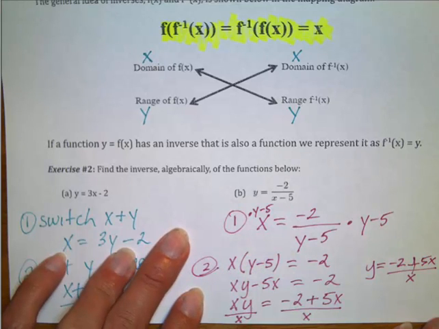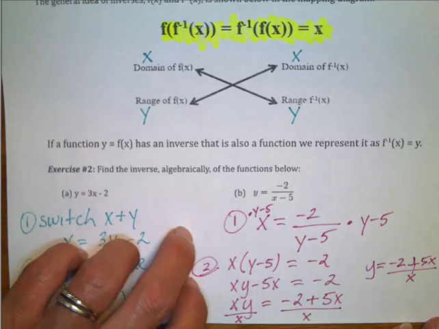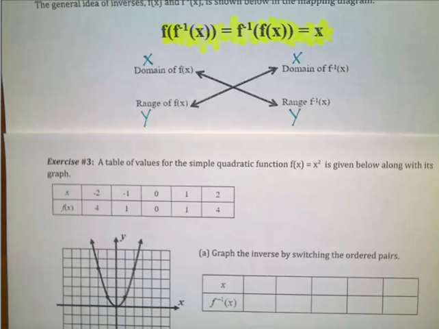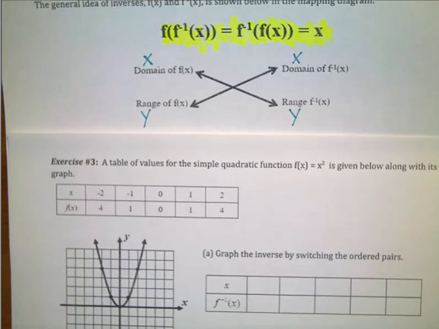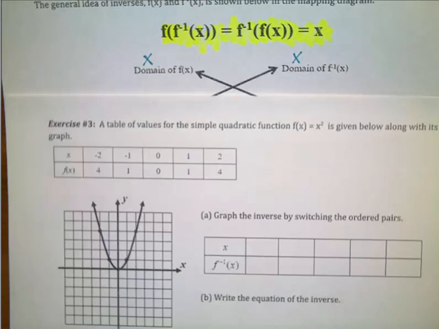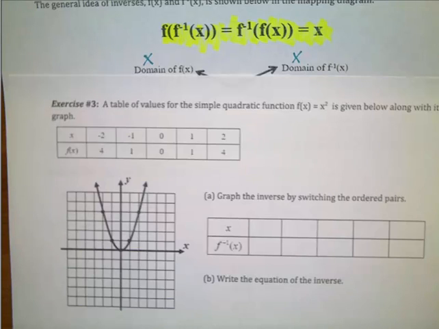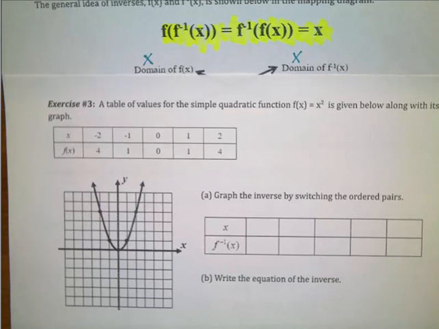Now, one of the things that we're going to look at is what does it look like graphically? This is a great way to check your work. So exercise number 3 gives us a table. And they tell us the function x squared, which is a parabola. So how do we find the table of the inverse?